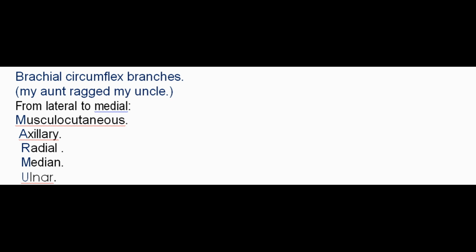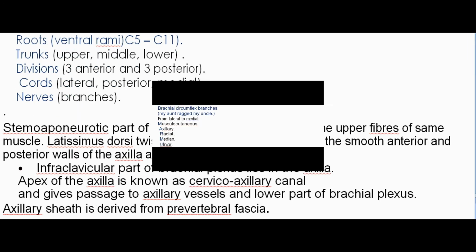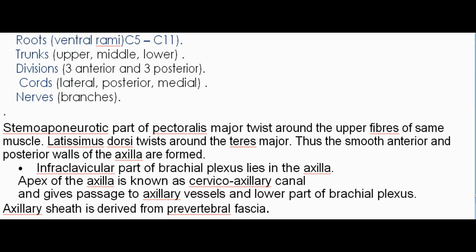From lateral to medial: musculocutaneous, axillary, radial, median, ulnar. Roots: ventral rami, C5 to T1. Trunks: upper, middle, lower. Divisions: 3 anterior and 3 posterior. Cords: lateral, posterior, medial. Nerves, branches.